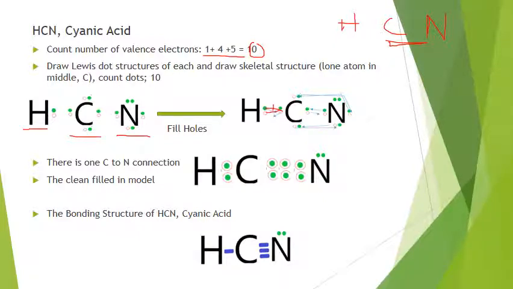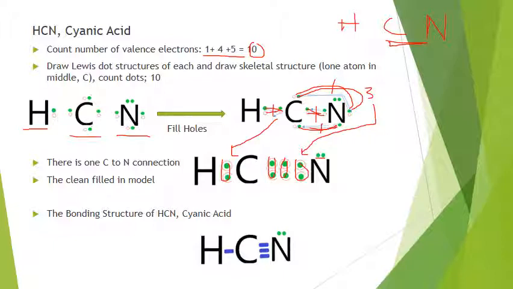Hydrogen has 1 unpaired, carbon has 4 unpaired, and nitrogen has 3 unpaired. Then start filling them up. Here's 1 bond. Between this carbon and nitrogen, there can actually be 3 connections: 1, 2, and 3. And there's 1 over here. Don't forget the lone pair right there. I'll count up the dots: 1, 2, 3, 4, 5, 6, 7, 8, 9, 10. Check. Done. Then you can replace the shared pairs with dashes, and now you've got a triple bond and a single bond.